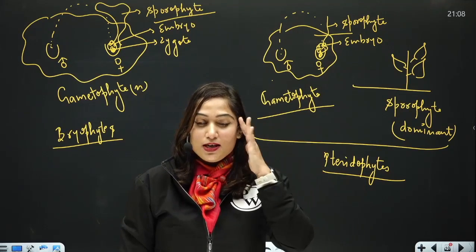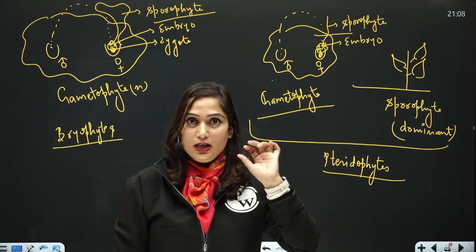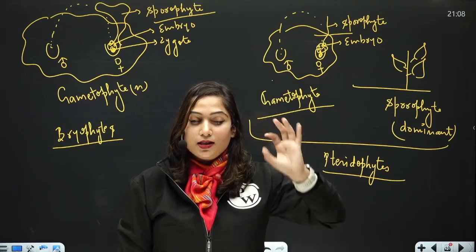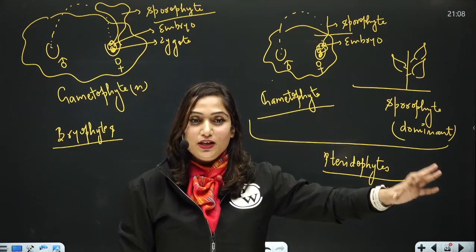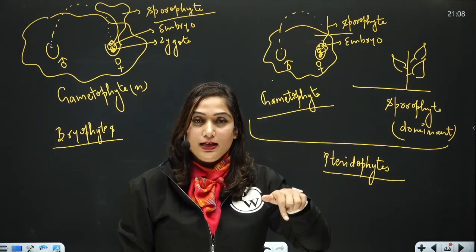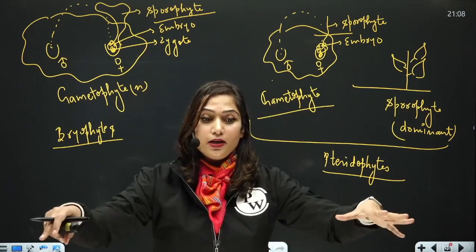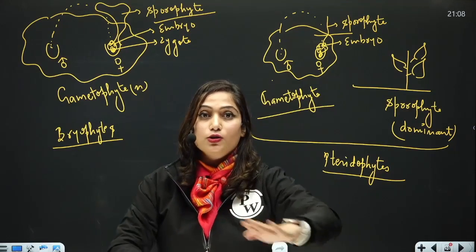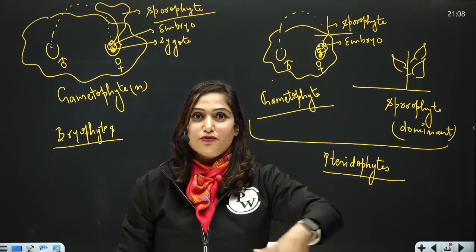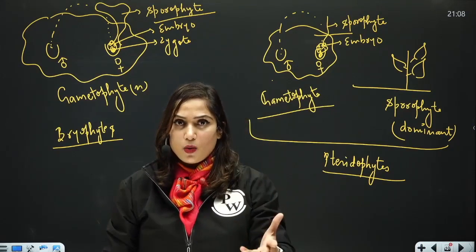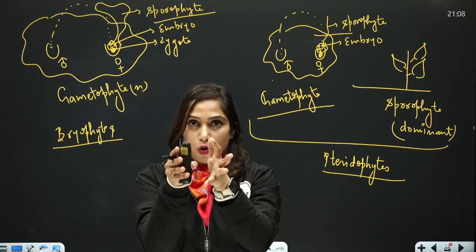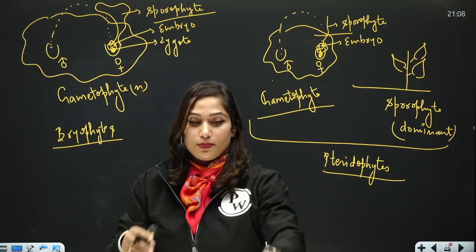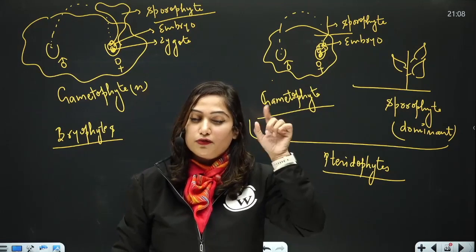So I hope you can imagine the gametophyte of algae. When you close your eyes, you imagine the green cloth floating in the river. That is the gametophyte of algae. The green mat-like cover spread on the soil, that is the gametophyte of bryophyte. Likewise, pteridophytes have a very small thalloid structure present on the soil. That is the gametophyte of pteridophyte.